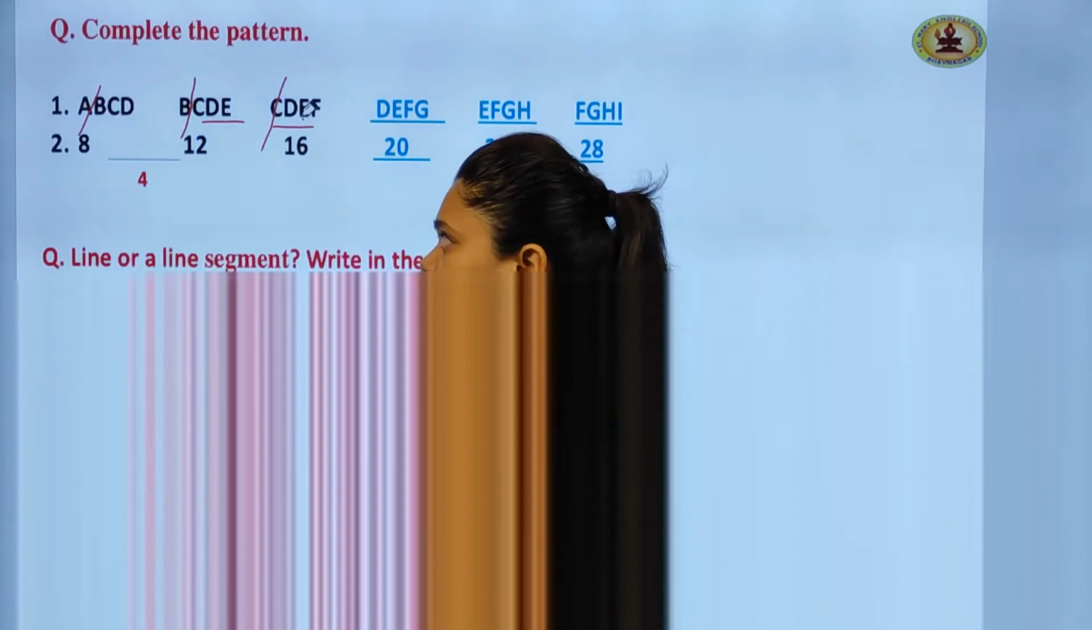Then for the fourth one, total parts: 1, 2, 3, 4. Out of 4 parts, we have to shade only 1 part. You can shade any of the given parts from here. I will shade from here. So out of 4 parts, you have to shade only 1 part.